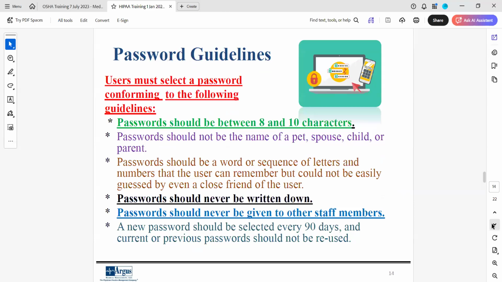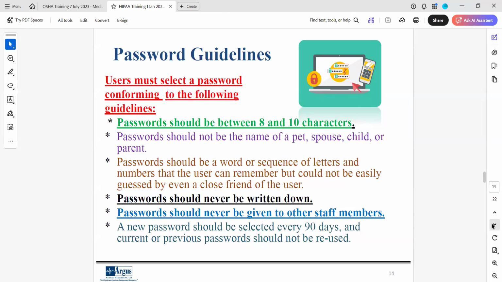It's very easy in day to day use, people want to save their passwords. You should never save your passwords on a computer. So the user must select a password conforming to the following guidelines. The password should be between 8 to 10 characters, if not more. Passwords should not be the name of a pet, a spouse, a child, a parent. These are too easy for people to guess.